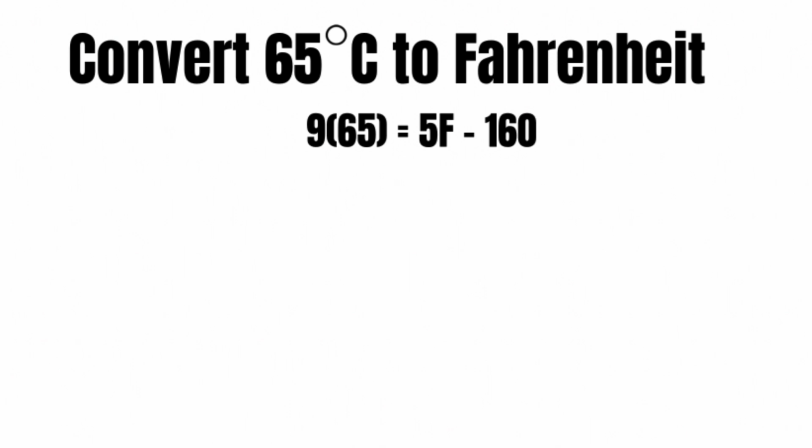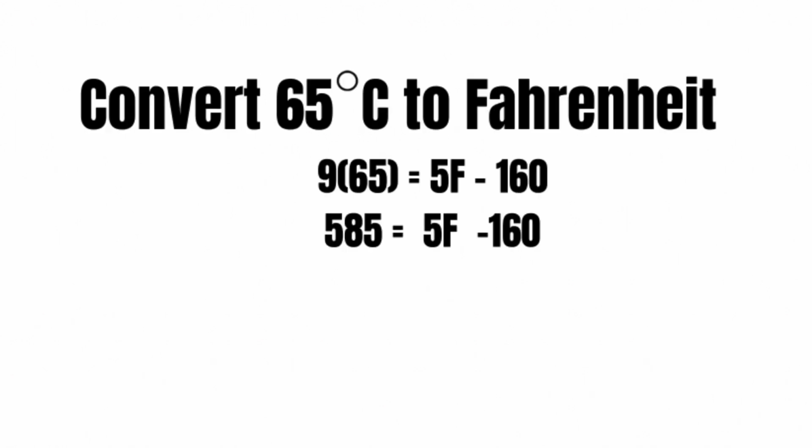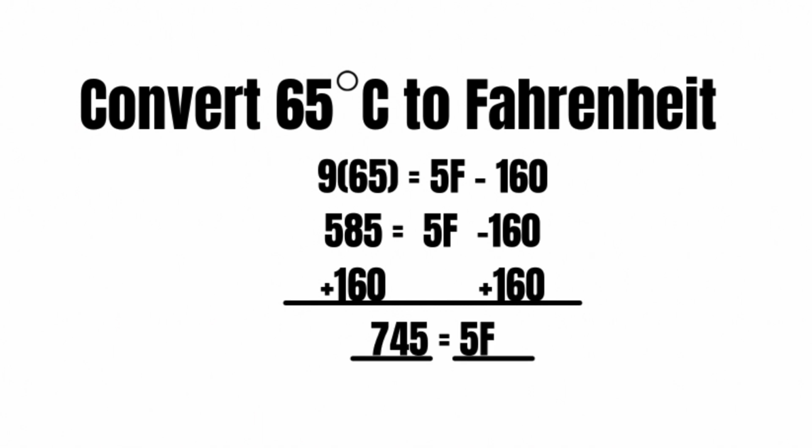So I'm going to go ahead and do 9 times 65, and I'm just going to basically bring everything else down. So 9 times 65 equals 585 equals 5F minus 160. So the goal is to get Fahrenheit by itself, so 5F by itself. So I'm going to go ahead and add 160 to both sides, and that will cancel out my 160. So 585 plus 160 will give me 745. And I'm going to go ahead and bring down my 5F.